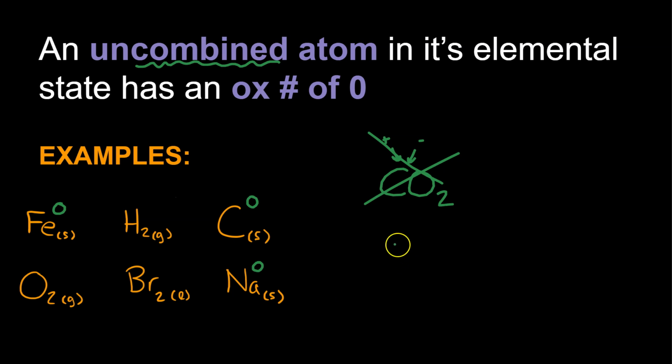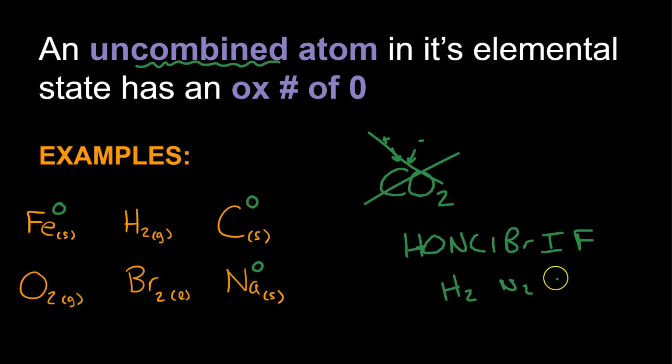Now this same rule applies for your diatomic elements, which a lot of chemistry teachers have a little mnemonic device to help students remember called HONClBrIF. These elements, when alone, not combined with other elements, will form diatomics. In other words, H2, N2, Br2, just to list a few. Because that is the elemental form of these 7 elements.